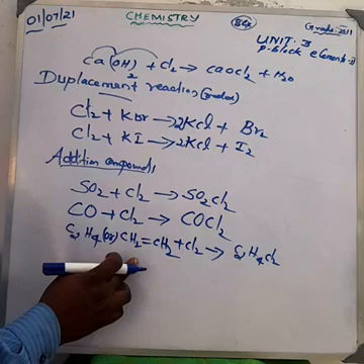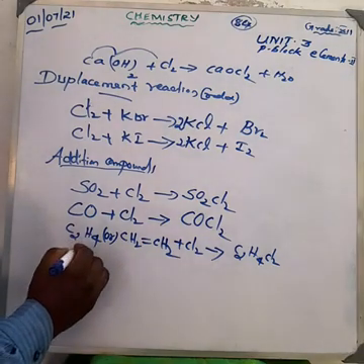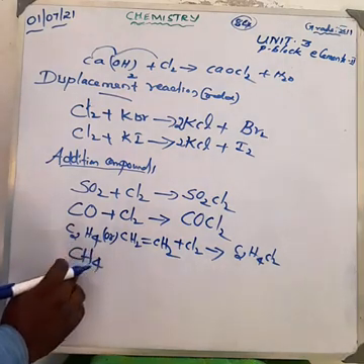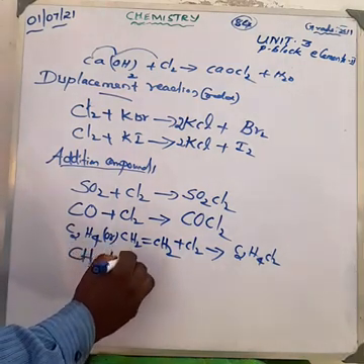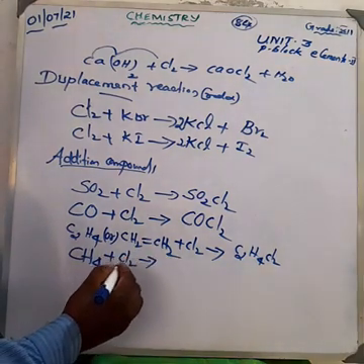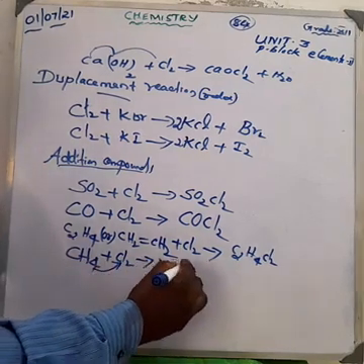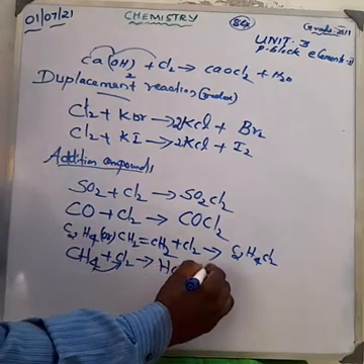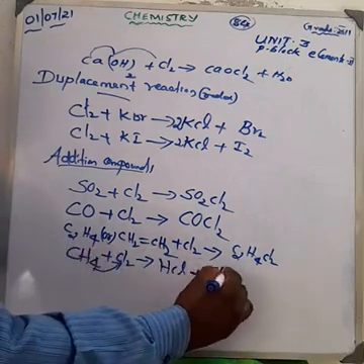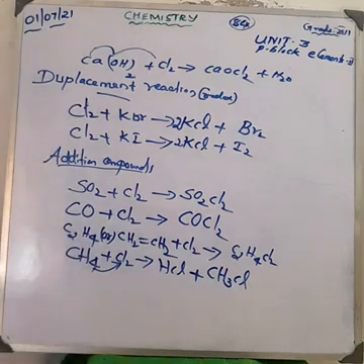Next one I am taking, methane. All of you know the formula of methane. What is the formula of methane? CH4. The CH4 reacts with Cl2, and one of the hydrogens combines with chlorine to form HCl, and here also one more Cl, it will react with the CH3, we get CH3Cl, methyl chloride, and also we get HCl.